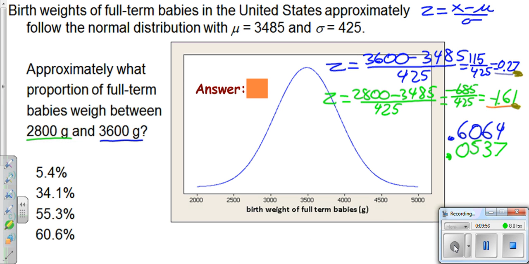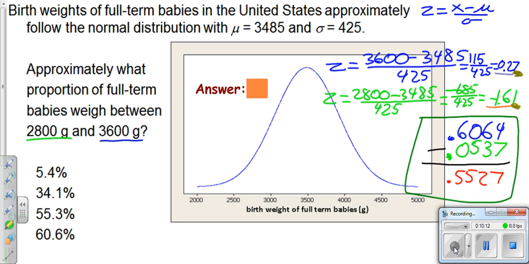What I need to do is subtract these two numbers, and then that will tell me the portion of what's in between here. So I subtract those. So then I get 55.27%, or that would be answer C.